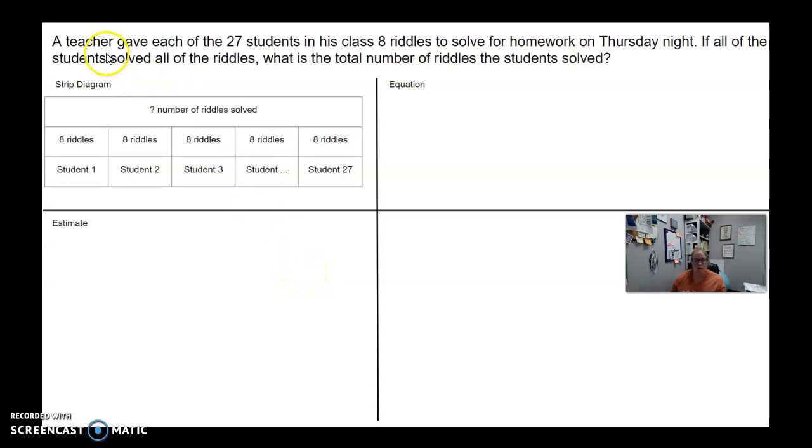So the first one says a teacher gave each of the 27 students in his class 8 riddles to solve for homework on Thursday night. If all of the students solved all of the riddles, what is the total number of riddles the students solved? And on Monday, you had to create the strip diagram, so I went ahead and put it in here for you. Today, you are going to write your equation, and you are going to do an estimation.